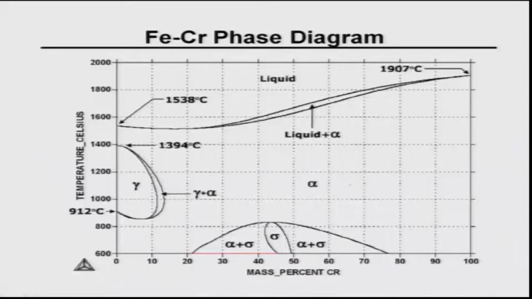Not only that, in some cases this alpha is not stable at room temperature. At high chromium concentration, it can form a sigma phase. Sigma has a tetragonal structure and it is also very hard. So, if you can precipitate sigma in the microstructure, you can again increase the hardness.